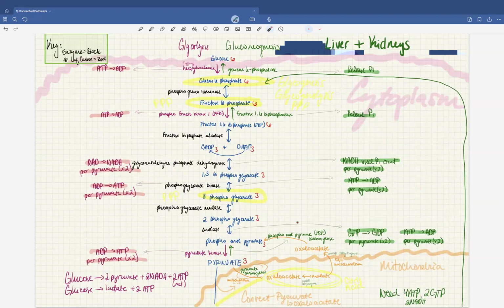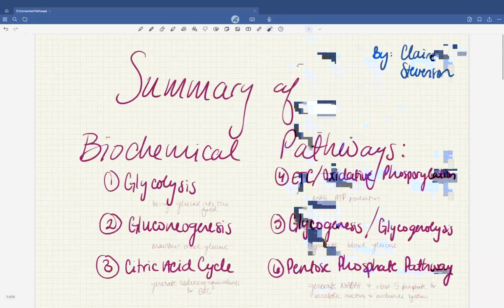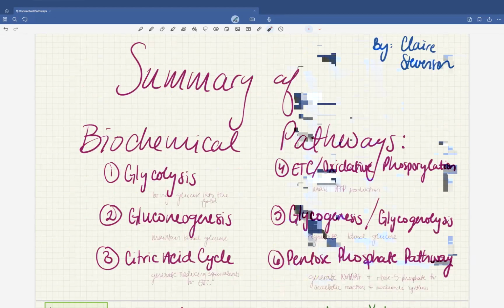And so it's really important to understand not only how they're happening, but also how they're interconnected and how they impact metabolism, glucose levels in our blood, energy availability, and energy expenditure.